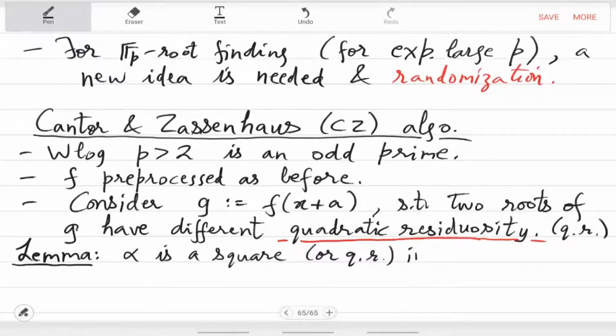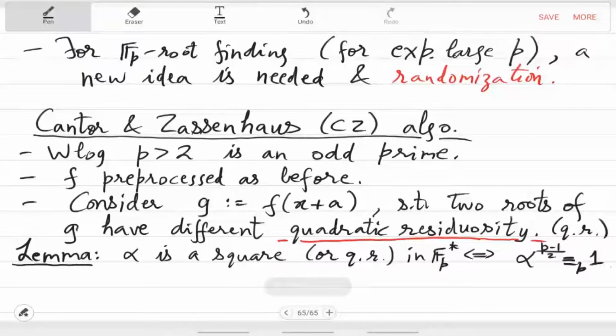In Fp, alpha is a square if and only if alpha to the (p minus 1)/2 is 1 mod p. So we'll show that it is very easy to test whether a number is a square, or equivalently a quadratic residue. All you have to do is raise it to (p minus 1)/2. P is odd, so (p minus 1)/2 is an integer. So you just multiply alpha that many times and get 1.